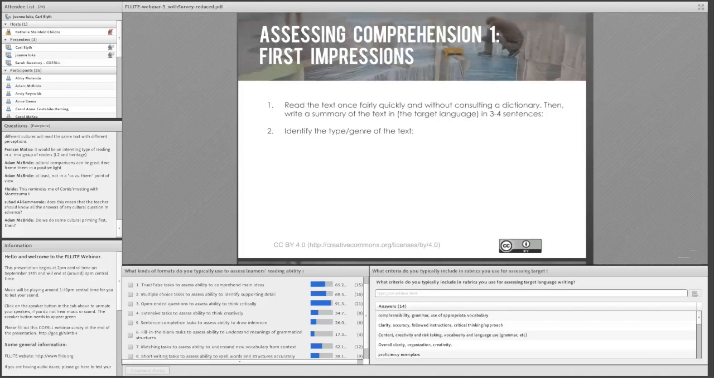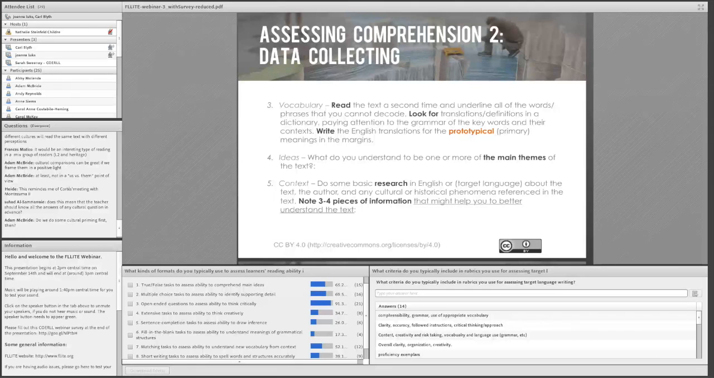So the next steps involve data collecting, and that's on three levels: vocabulary, ideas, and context. So for vocabulary, I asked students to read the text a second time and to underline the words and phrases that they cannot decode, and then look for those translations or definitions in a dictionary, right? This is typical stuff, right? Paying attention to the grammar of the key words in their context. And I asked them to write the English translations for the prototypical or primary meanings in the margins.